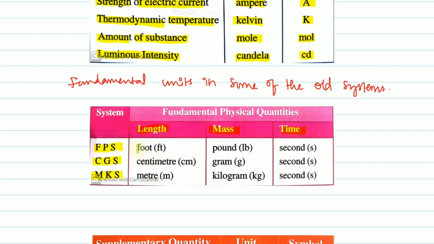In FPS, length is measured in foot, mass is measured in pound, time is measured in second. In CGS system, length is measured in centimeter, mass in gram, time in second. And in MKS system, length is measured in meter, mass in kilogram, time in second.